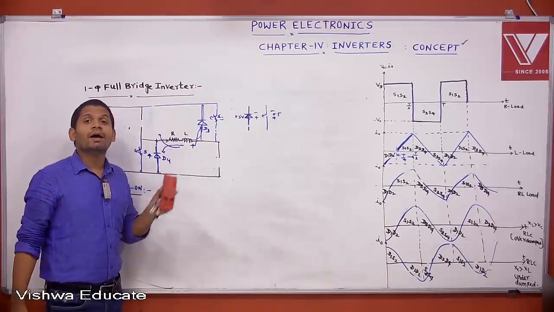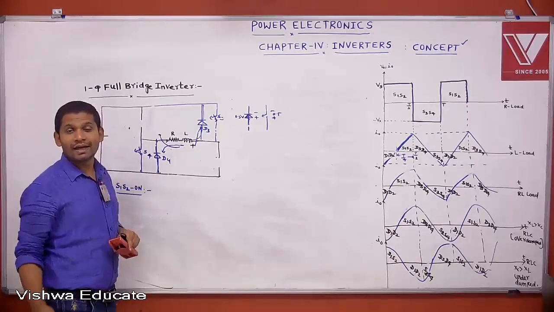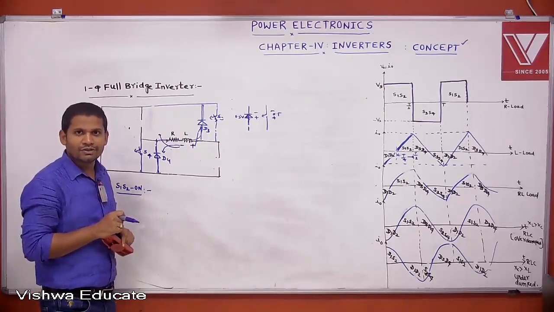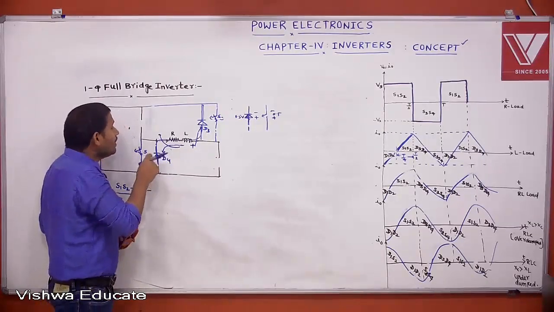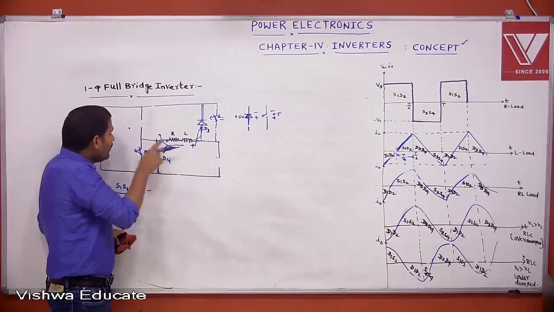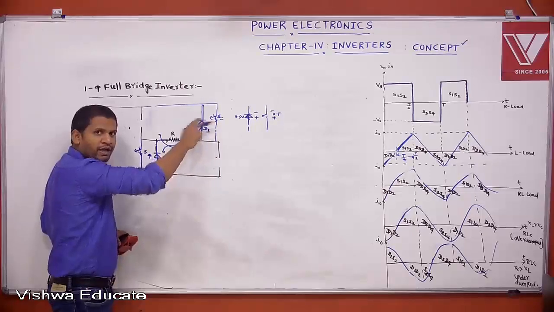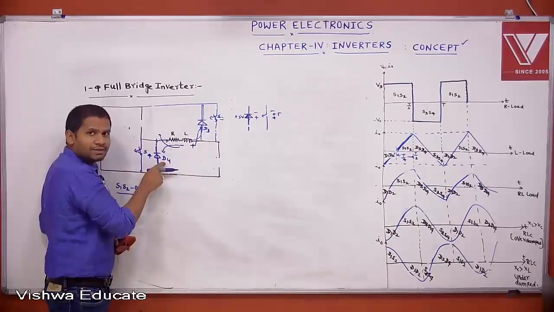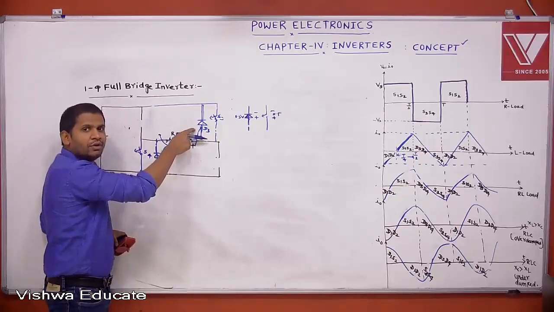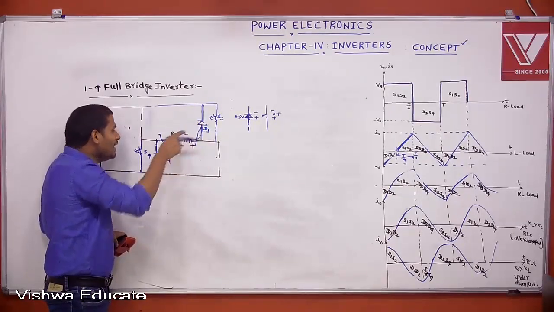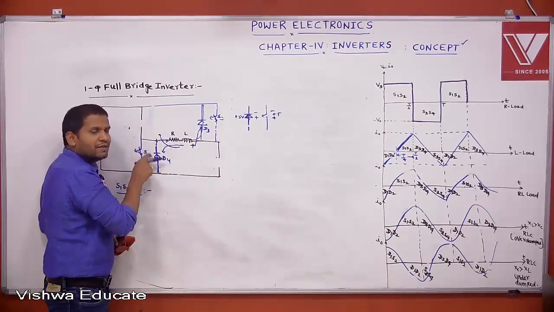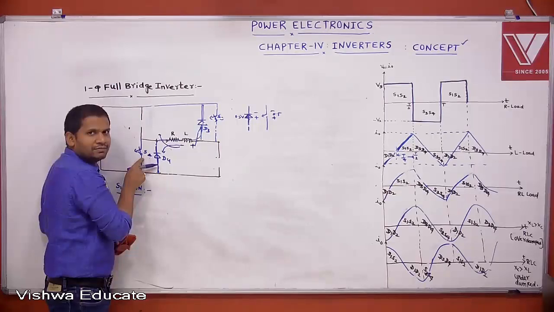Why? Feedback diodes are conducting. Corresponding feedback diodes are conducting. Understood? That's the reason why after turn off of S1, S2, if you trigger S3, S4, it will not trigger, because D3, D4 come into action due to the inductor. When D3, D4 is conducting, S3, S4 is reverse biased. That's why S3, S4 will not trigger.